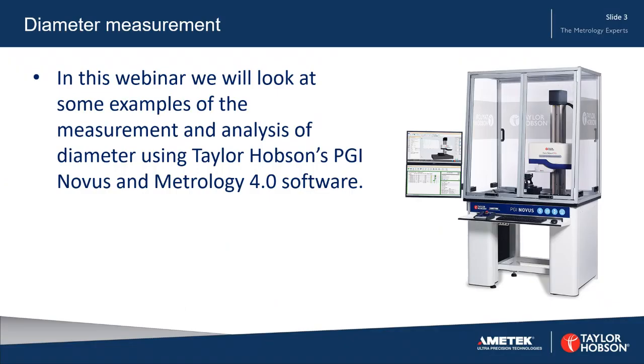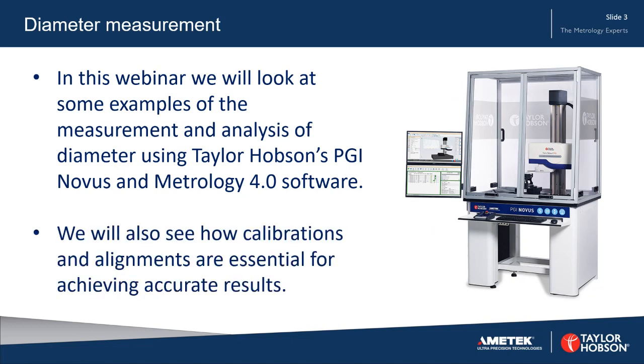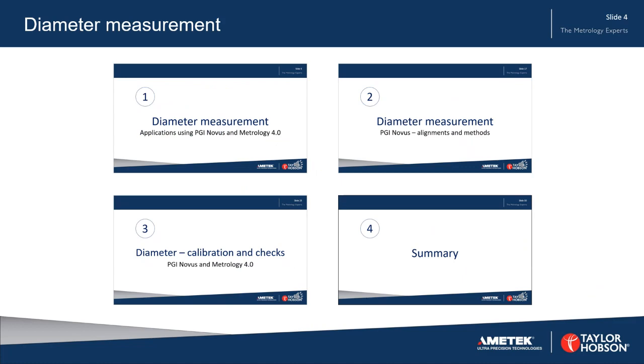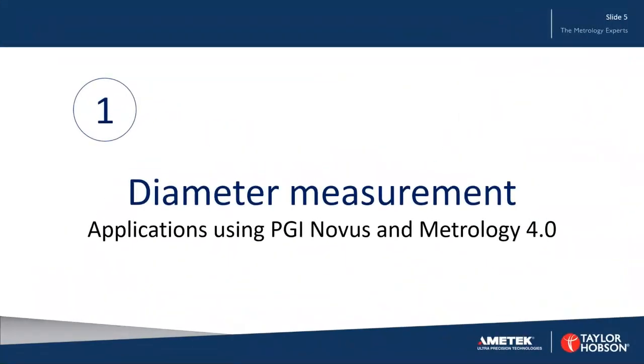In this webinar, we will take a look at some examples of the measurement and analysis of diameter using Taylor Hobson's PGI NOVUS and Metrology 4.0 software. We will also see how calibrations and alignments are essential for achieving accurate results. So let's start by looking at some applications using the PGI NOVUS and Metrology 4.0.